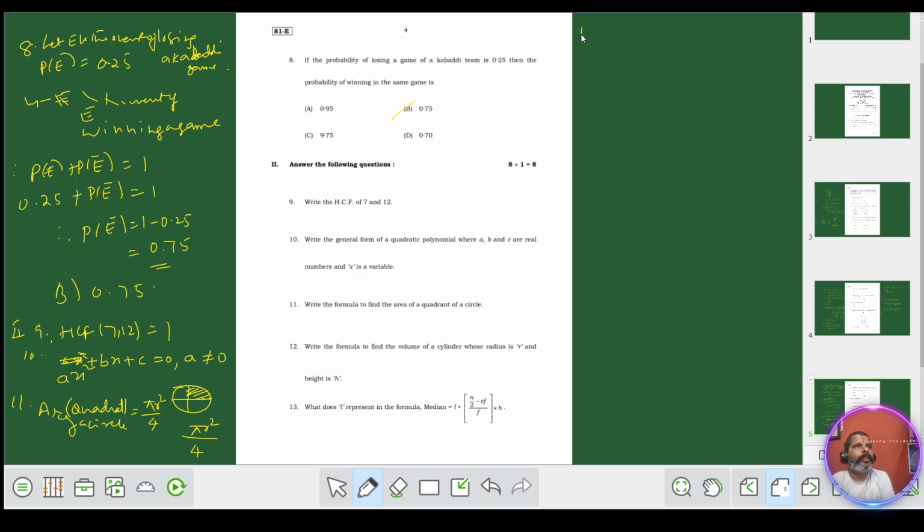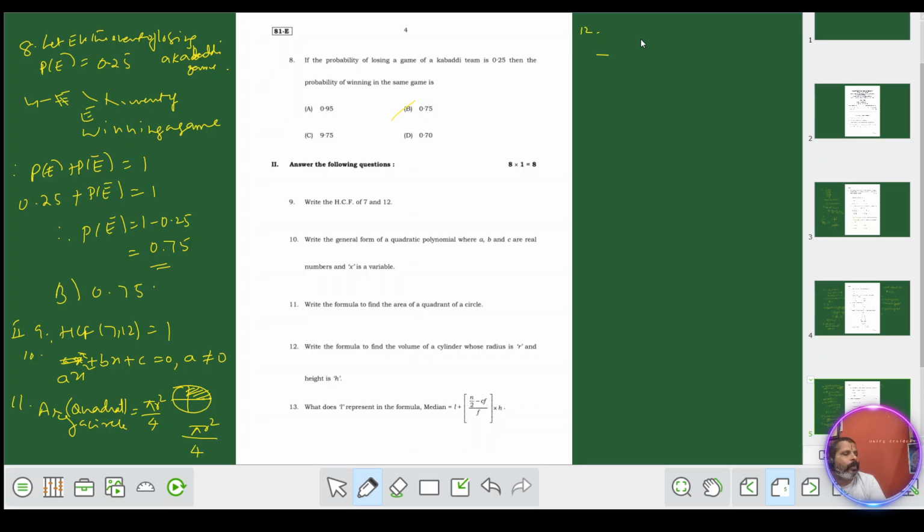Let's move on. The 12th question. Write the formula to find the volume of the cylinder whose radius is r and height is h. Okay. So volume of cone. Volume of cone is what?